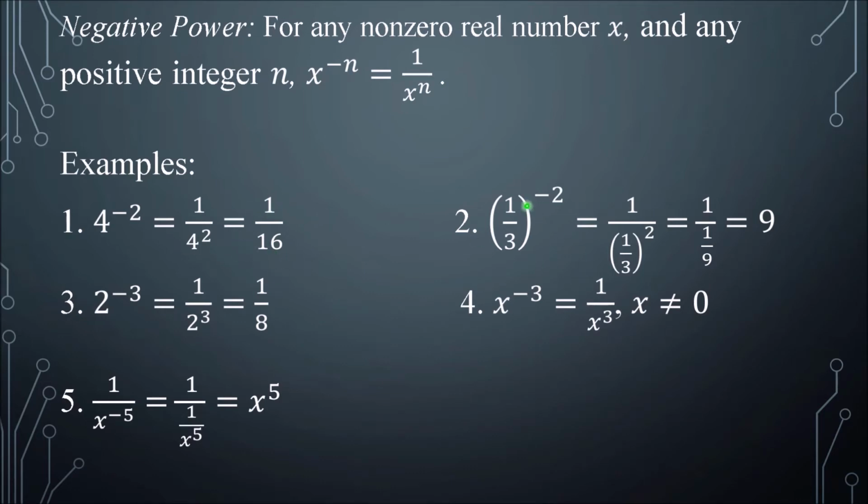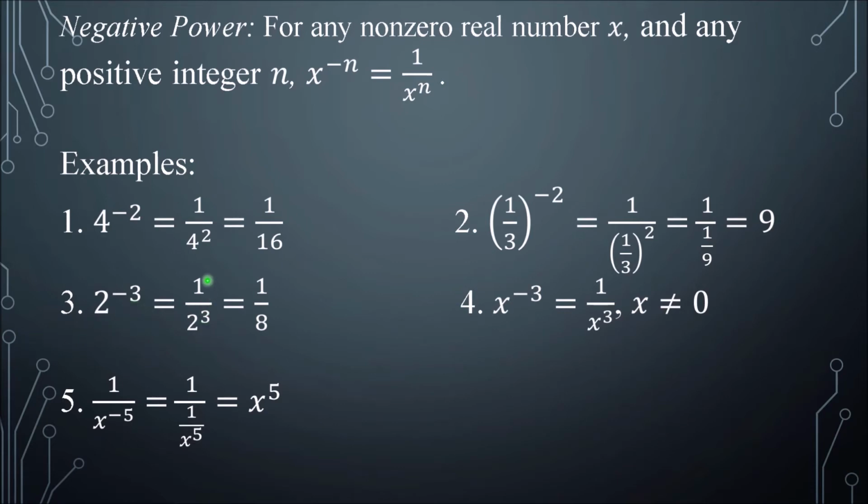Let's have number 2, 1/3 raised to negative 2. So the whole thing will be transferred to the denominator, and the negative exponent will turn into positive. So it will be 1 over 1/3 squared. We know that 1/3 squared is 1 over 9. And 1 over 1 over 9 is equal to 9, or the reciprocal of 1 over 9 is 9. So that's number 2.